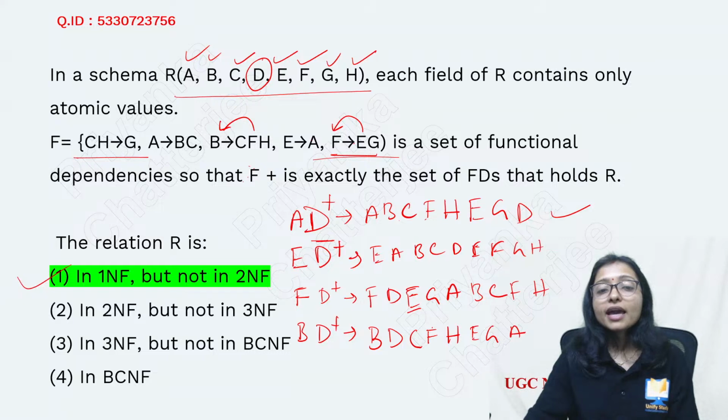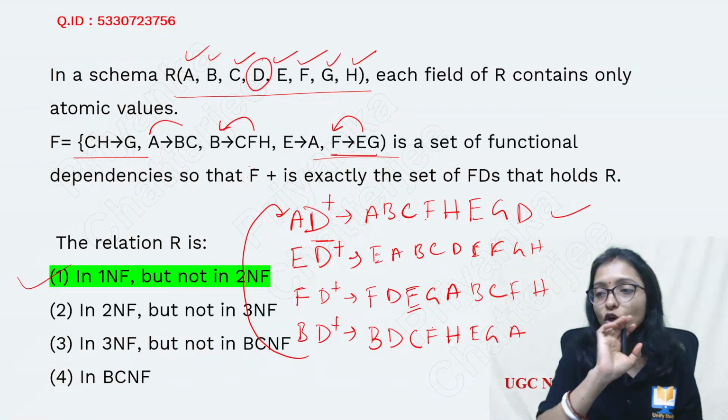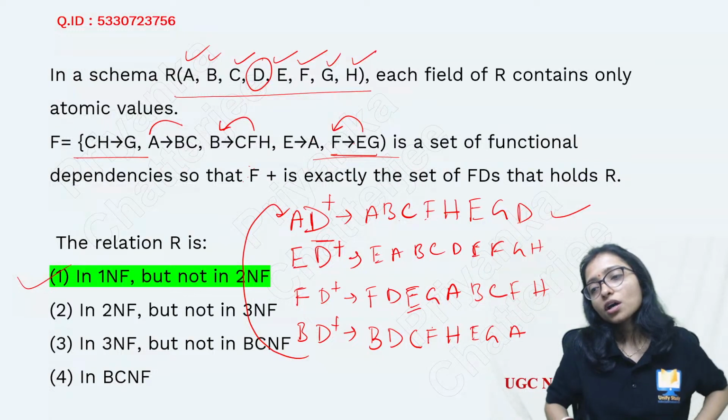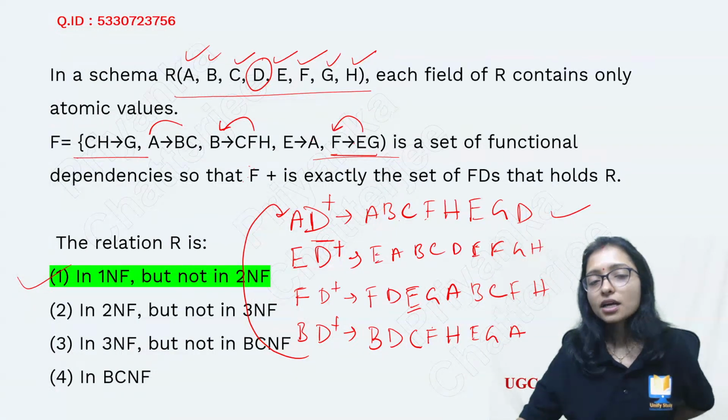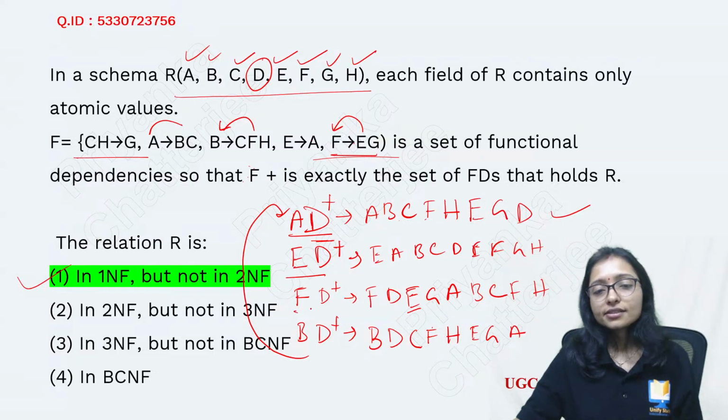Now anyone can determine B, only A can determine B. Now it is a cycle, you can stop. These all are the possible candidate keys. Always remember, if you are not finding all possible candidate keys, then your answer will be wrong. 100% your answer will be wrong. So you got it? These all are my candidate keys.